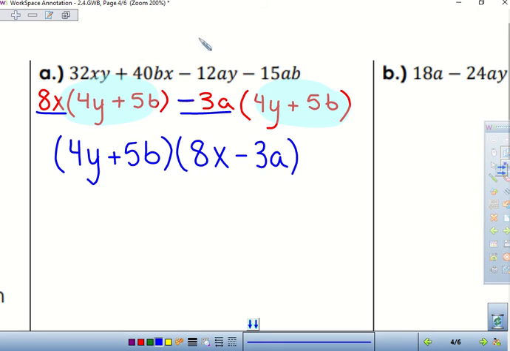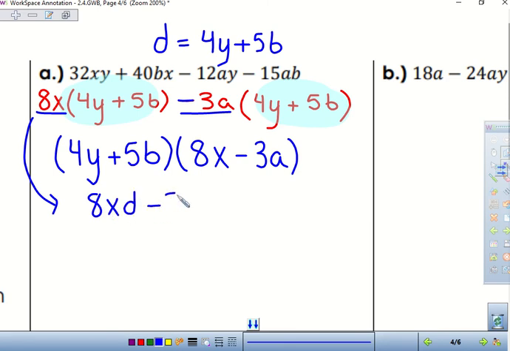Let's pretend that, let's see, a letter that we're not using here, D. Let's say we have D, and if anybody's confused by this, I'm going to do a little explanation. If you get it, you don't have to pay attention to this right now, and you don't have to write it. So let's say I'm going to make D equal to 4y plus 5b. So I'm going to take this and rewrite it as 8xd minus 3ad.